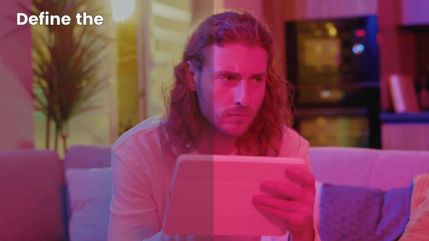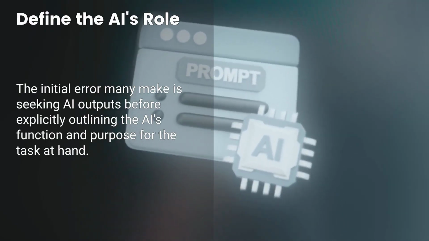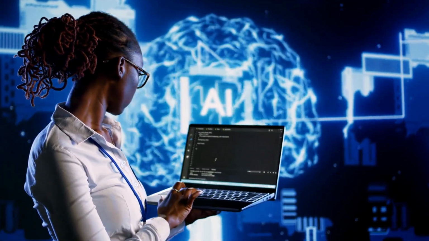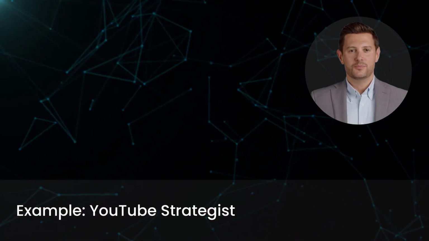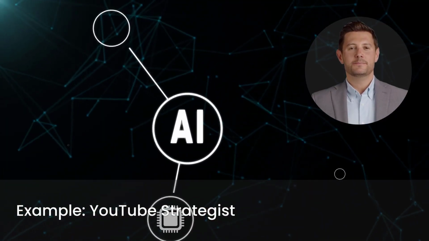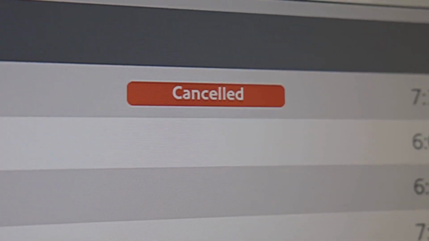The first mistake is asking for results without defining the role clearly. You must tell the AI who it is before asking what it should produce. For example, say you are a YouTube strategist with experience in automation. Now the model knows how to think before it writes anything.